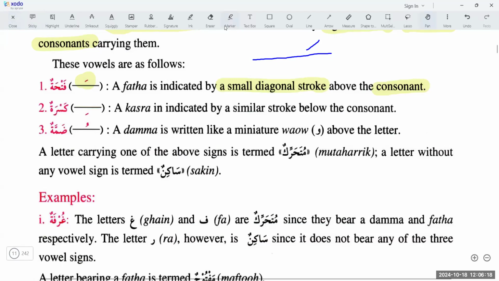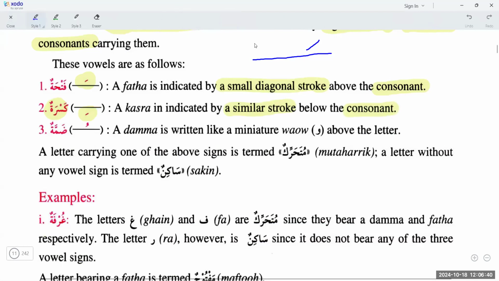Then the second one is kasra. We call it kasratun. This is under the line, under the radical or under the harf. A kasra is indicated by a small stroke below the consonant. So it will be kasra if it is below.